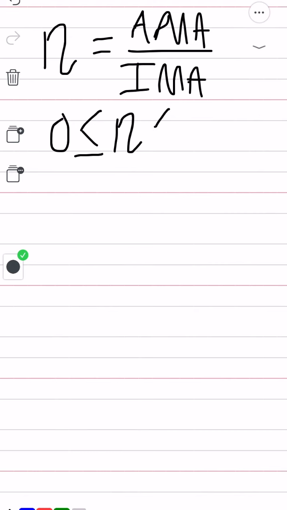In reality, we can never build a machine with the exact same AMA as IMA. The AMA will always be smaller than the IMA. This makes sense because one's ideal and one's actual where you lose stuff, but you can't really gain efficiency. So it's always between 0 and 1. So for instance, if we have a lever and it loses a lot of its energy to, let's say, friction, then that would be a very inefficient lever.